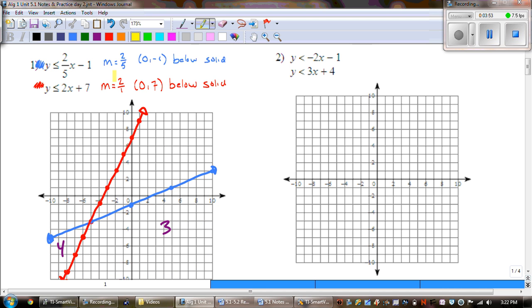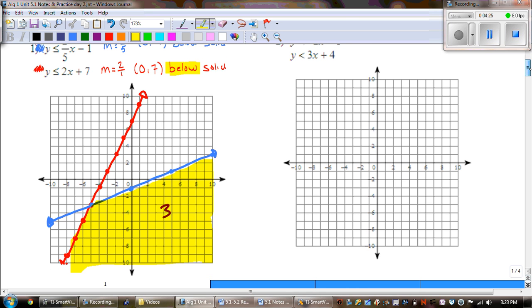Now for the red line, I need to also shade below the red line. So when I shade below the red line, what's the only number that's there? 3. Okay. 4 can't be my answer. So that means my only section of the graph that's going to be shaded is going to be section 3. And there's our answer.